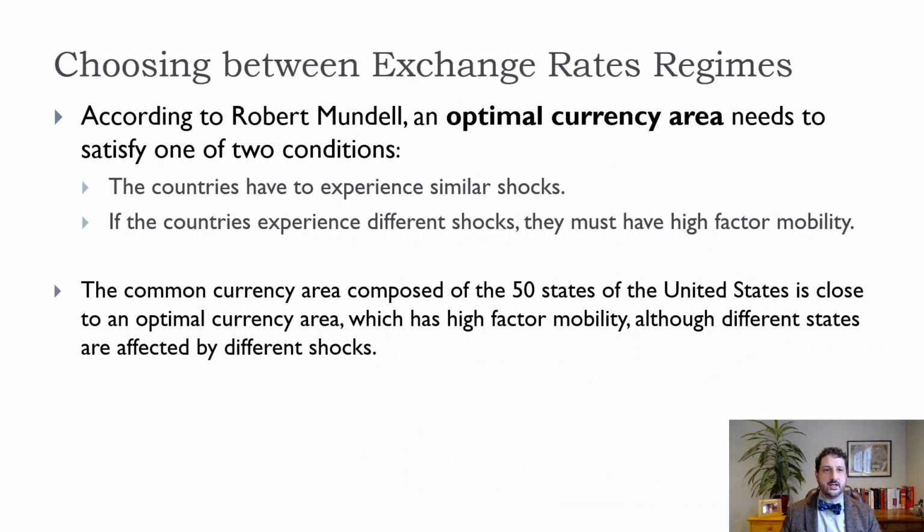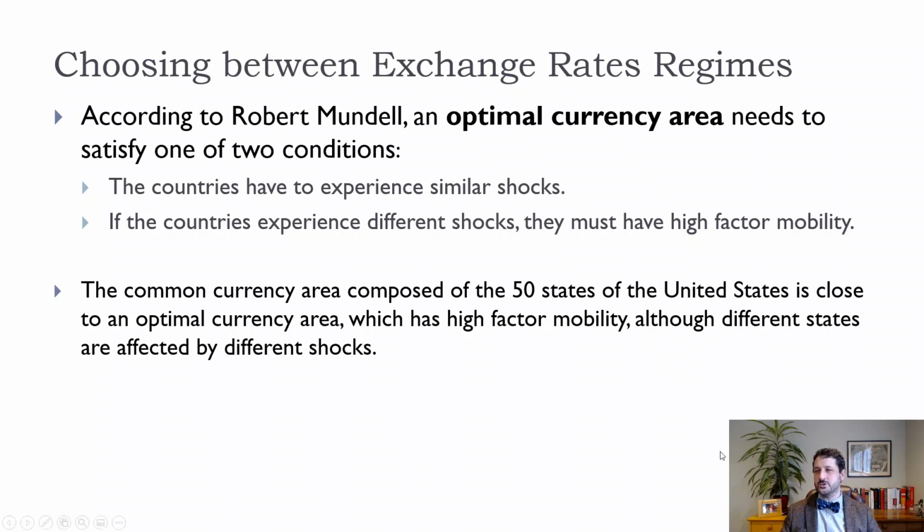So Robert Mundell said, all right, if we are going to have the same currency, then we need to satisfy one of these two conditions. Either the countries have to experience similar shocks, right? That means they go into recession at the same time, they go into expansion at the same time, or they must have high factor mobility. High factor mobility means that labor can move around, capital can move around, etc.